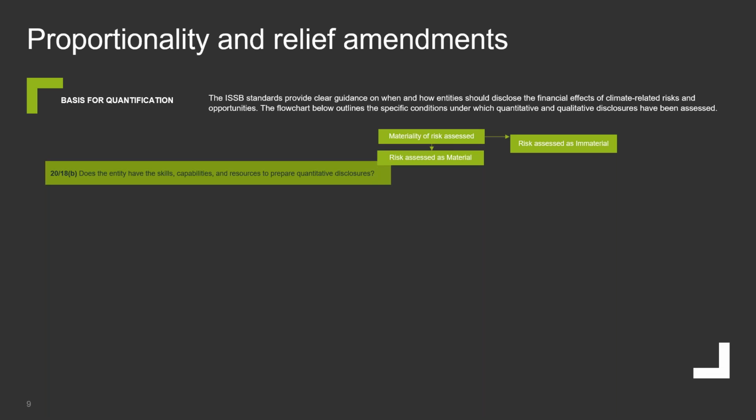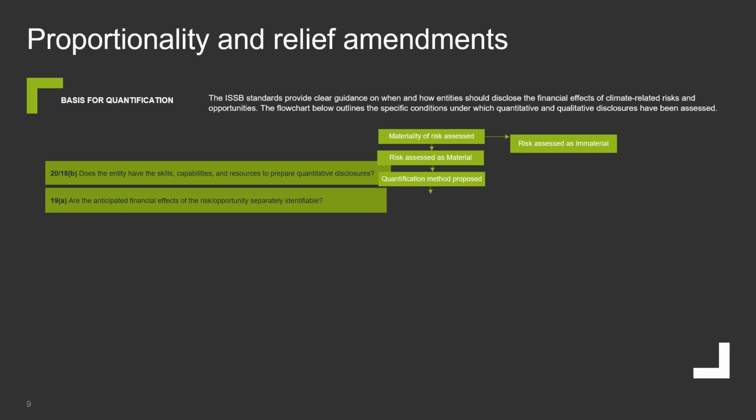In Australia, there is a view that all Group 1s have these skills, capabilities, and resources as large companies, and we do anticipate this would be more applicable for smaller Group 2s and Group 3s, but it will ultimately be a call that each disclosure to ISSB 2 needs to make. Assuming you do, you would then develop a method to quantify those risks. We will go through the methods a bit more in Rob's section, but essentially, once you develop that method, you'll again ask across 19A, are those anticipated effects separately identifiable?